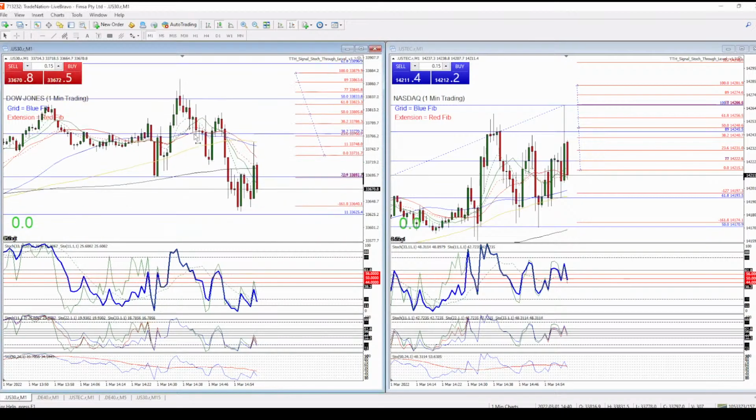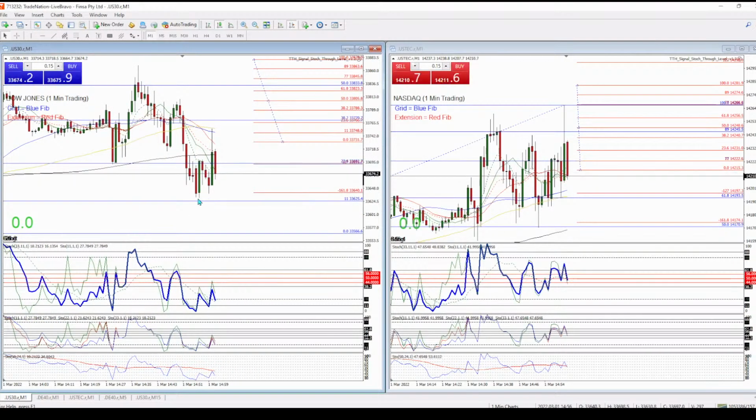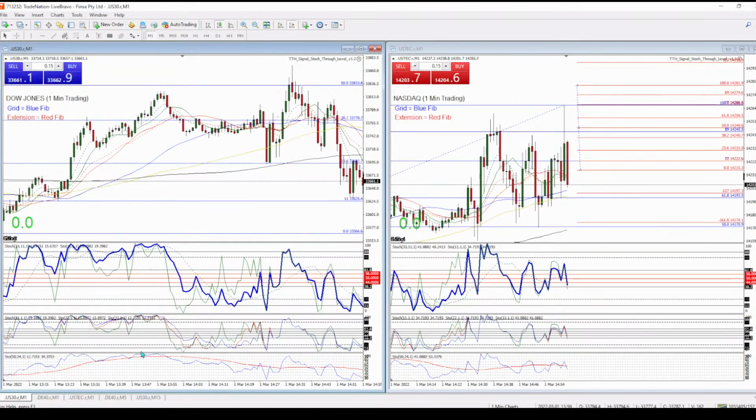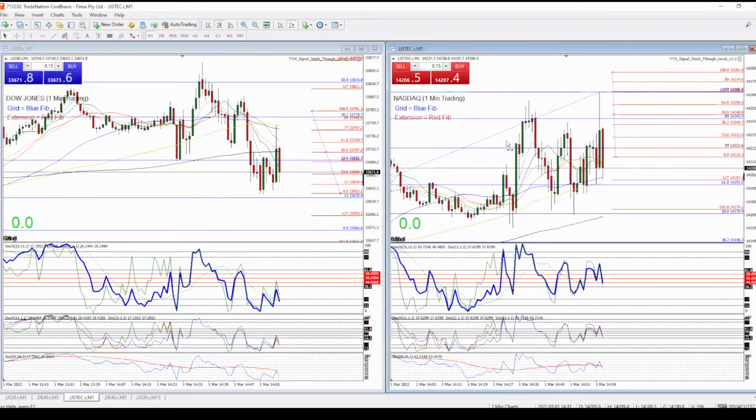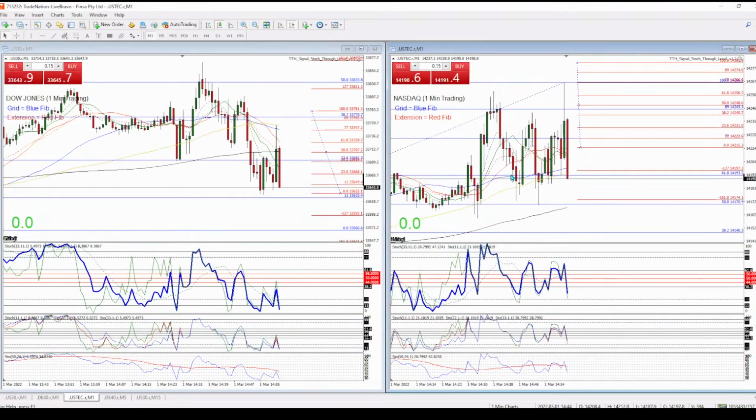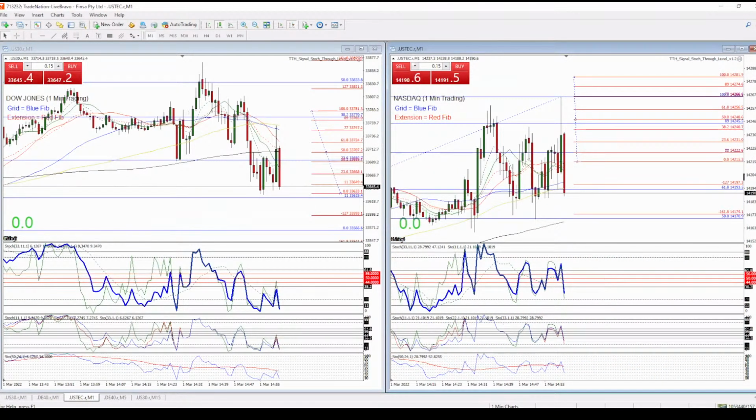5 minute trend is down on the Dow. Not going to put a sell stop at the bottom because we're so close to that 11 of the 1 minute grid. Keep a look on that one.